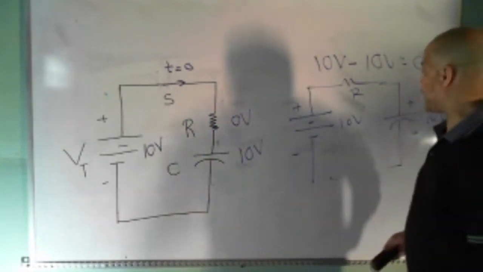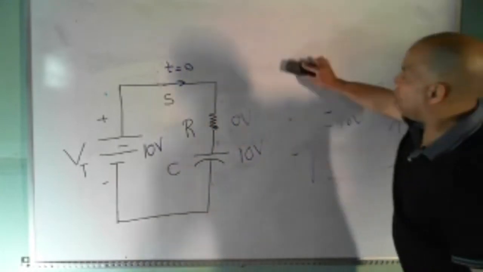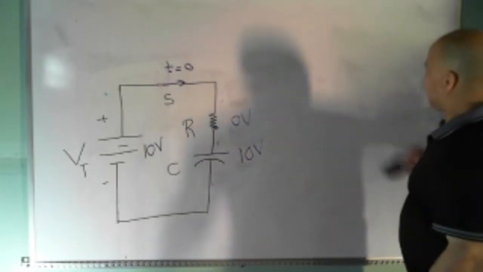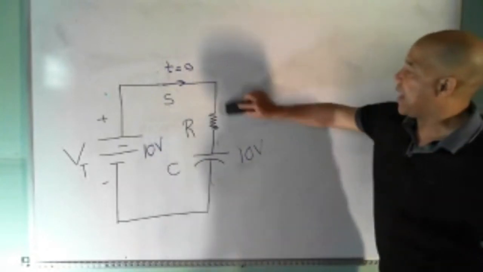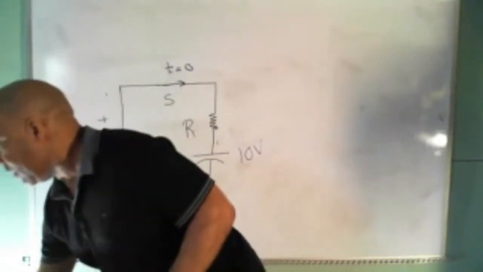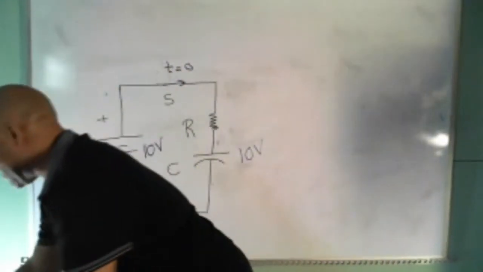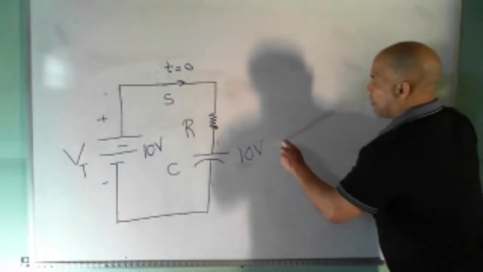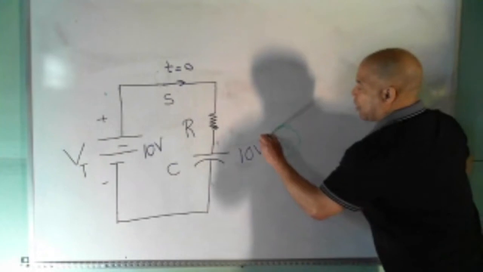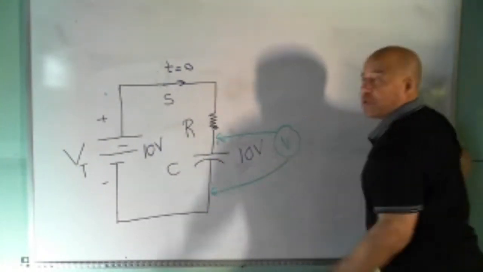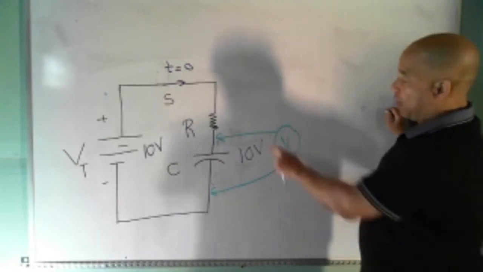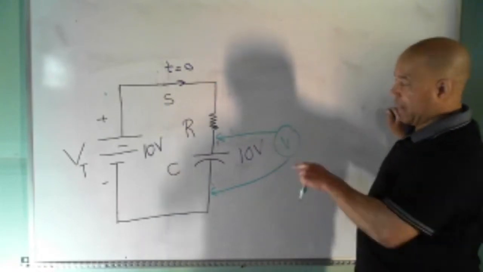But look at this. Here's the interesting thing. Once it's fully charged, once that capacitor reaches steady state, once it reaches the 10 volts, I'm now going to take my voltmeter and hook it up. Now watch this carefully. I'm going to take my voltmeter and put it across the capacitor like this. And what would you expect the voltmeter to read? If I go across the capacitor, what will it read? Right now, what would it read?